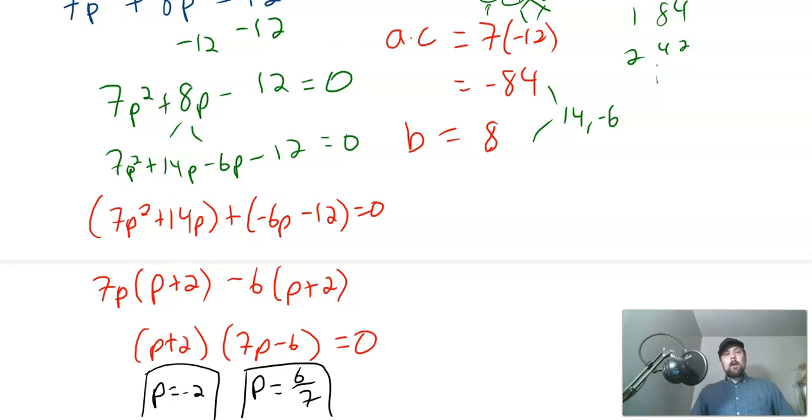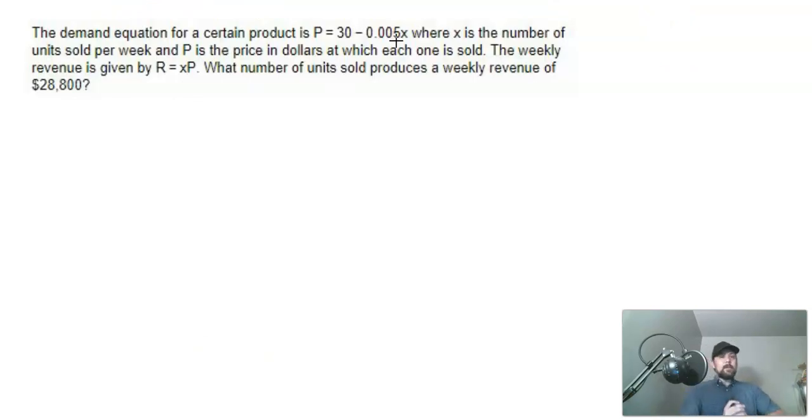All right, let's look at this last problem. It's a word problem. The demand equation for a certain product is P equals 30 minus 0.005x, where x is the number of units sold per week, and P is the price in dollars at which each one is sold.